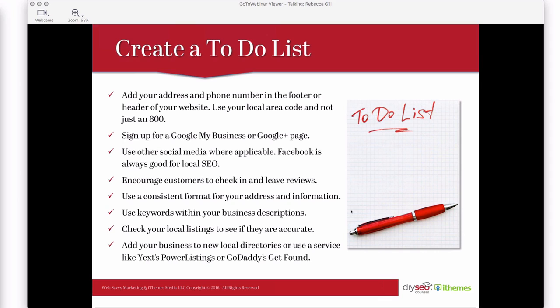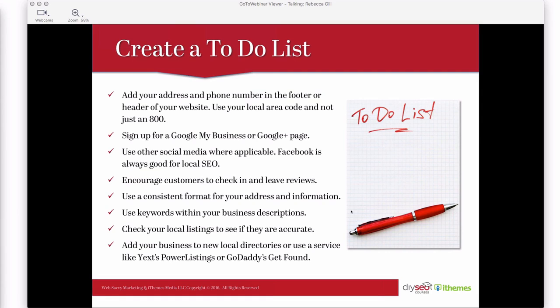If you don't have a Google My Business or a Google Plus page for your company, sign up today. Don't wait till tomorrow. Don't wait till next week. Do it today, because it's extremely important, because that will help you get into Google Maps. Make sure that you're using that cheat sheet on this prior slide so that the information you're presenting to Google is correct and consistent.